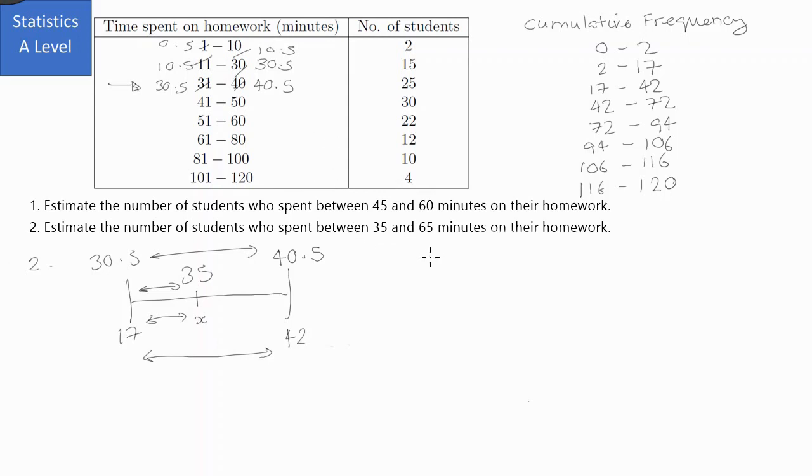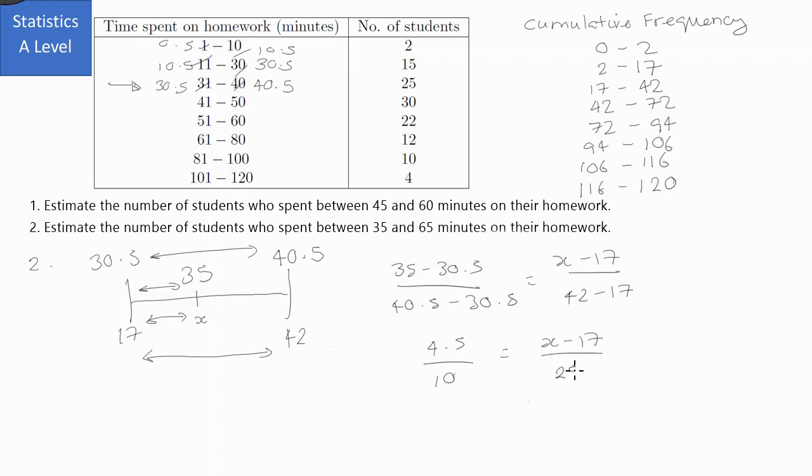So this top small line is going to be 35 subtract 30.5 divided by the big line 40.5, take away 30.5, and that's going to be equal to x minus 17, that small line in the bottom, at 42 minus 17, divided by 42 minus 17. Simplify everything. The numerator is just 4.5, the denominator is 10, cannot simplify that numerator, and this one is 25.